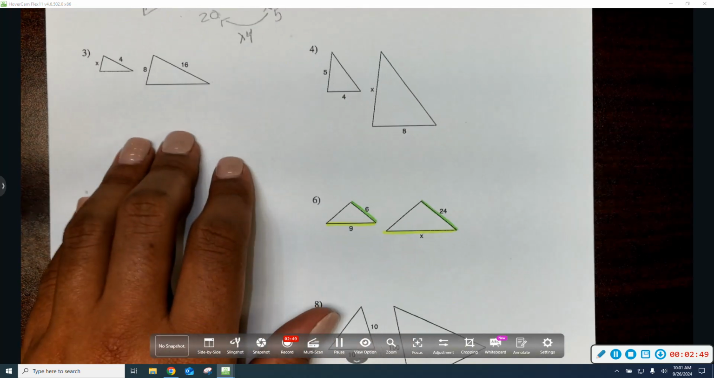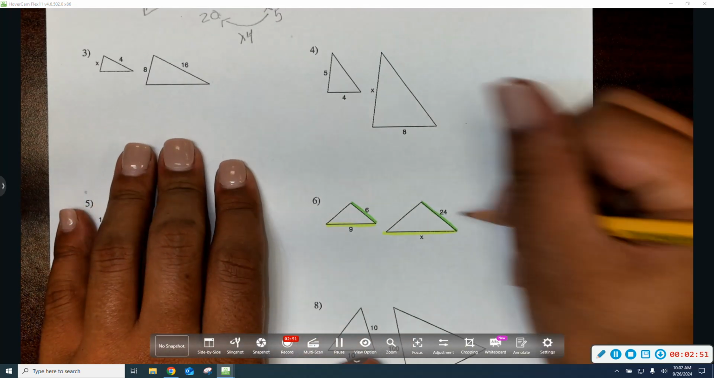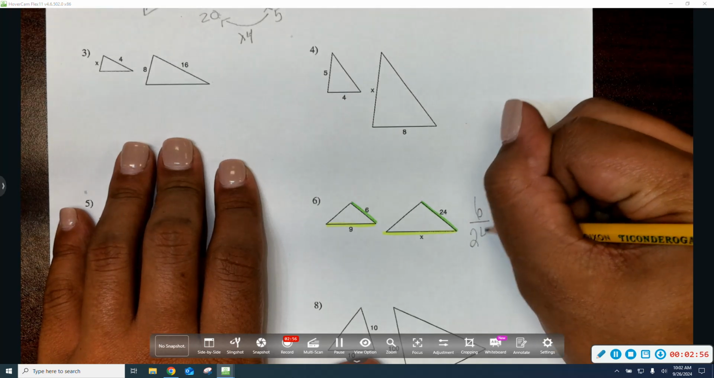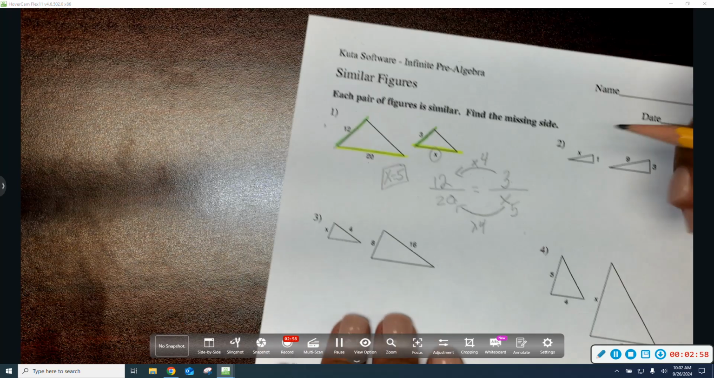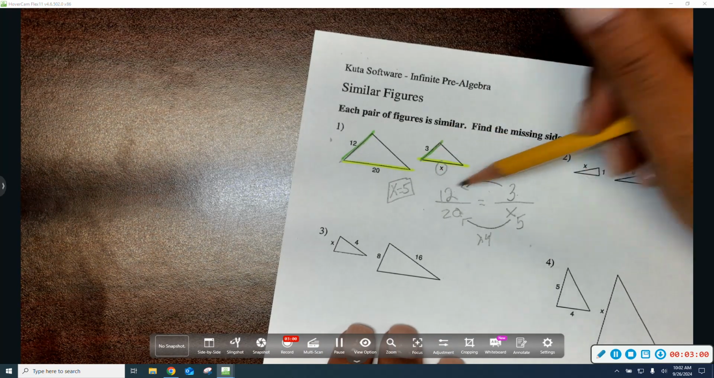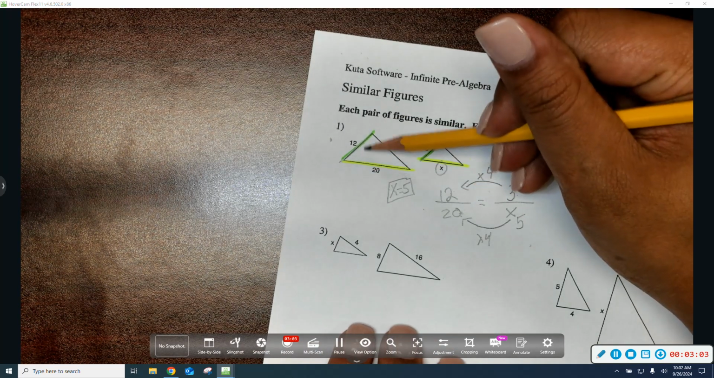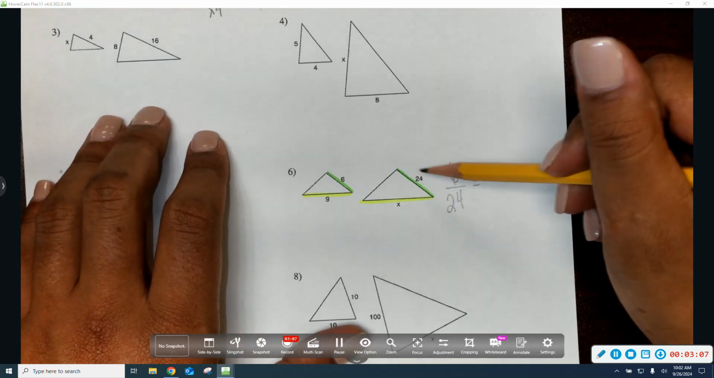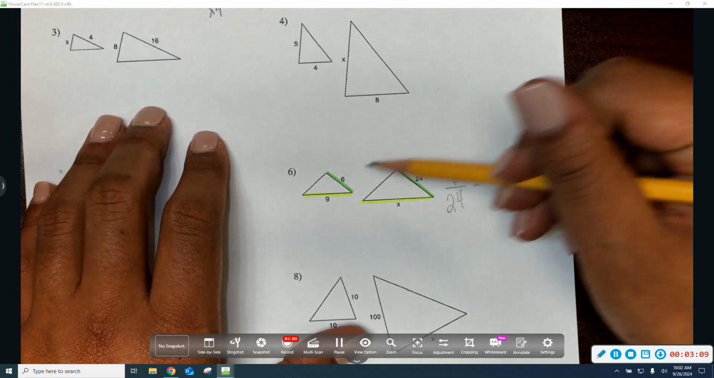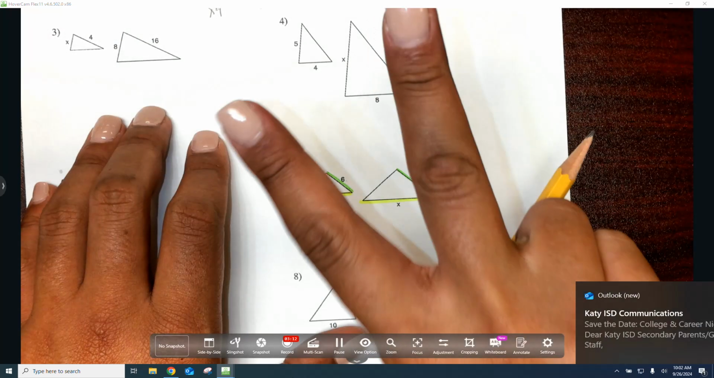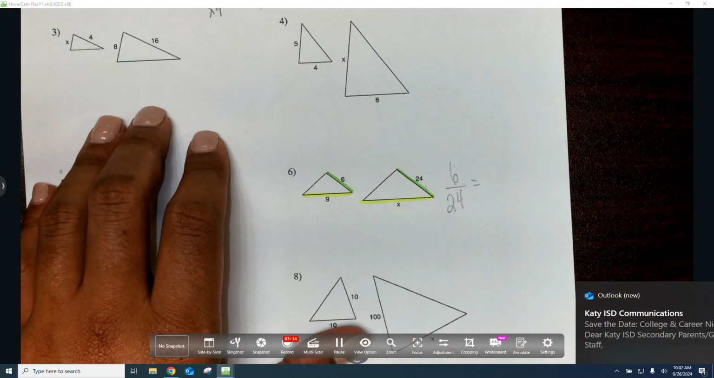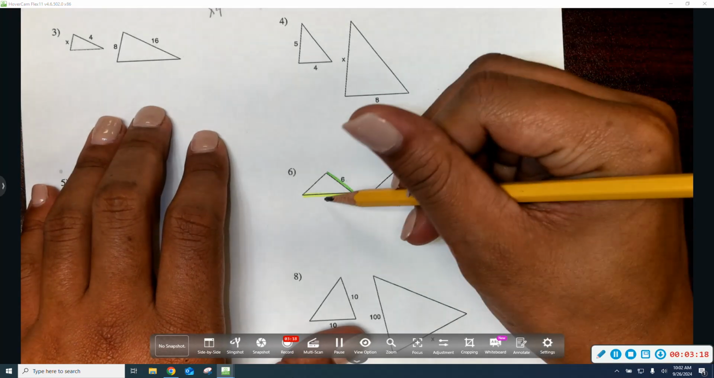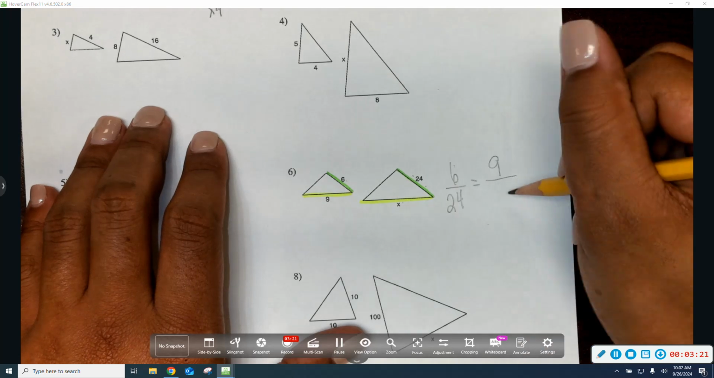Here's another problem. We have 6 corresponds with 24. So notice you could set it up in 2 ways. You could put it across from each other, like we did here in number 1, or you could put it on top of each other, like we did here in number 6. So there's 2 different ways to put that information together. So if 6 corresponds with 24, that means 9 corresponds with X.